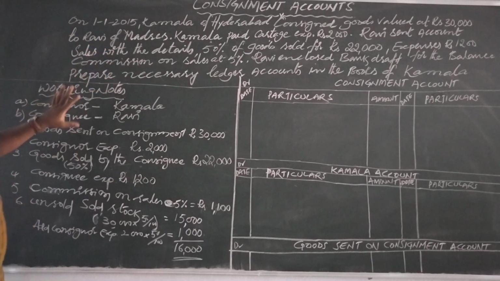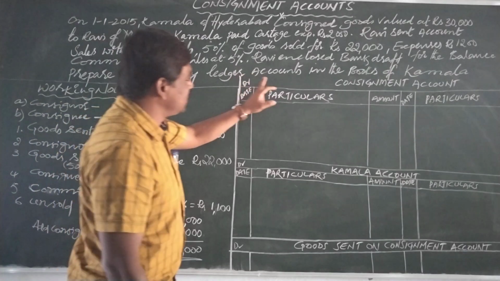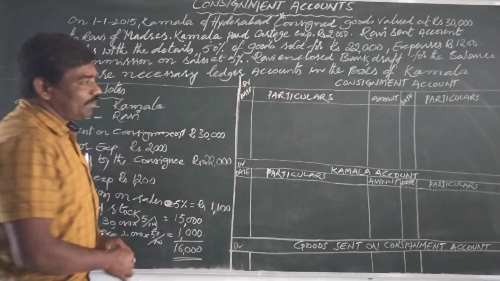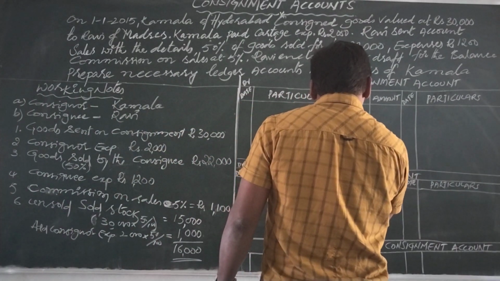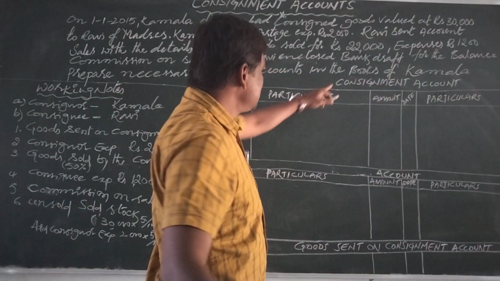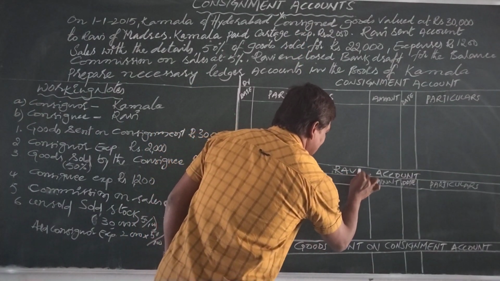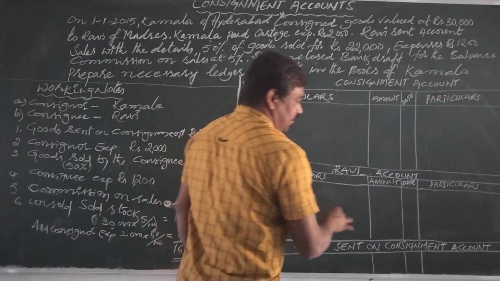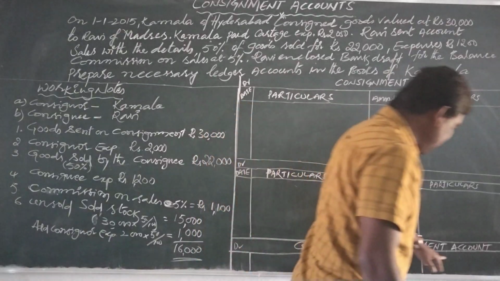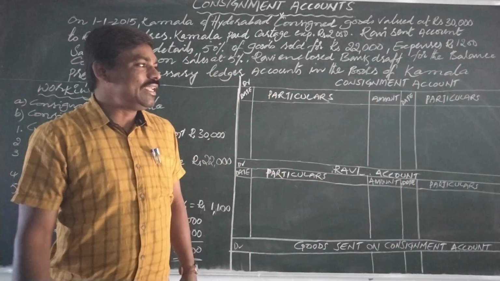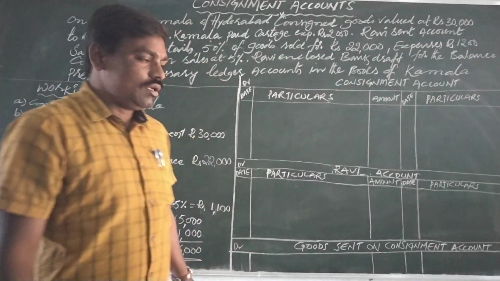Here the consignor is Kamala and the consignee is Ravi, and we are asked in this problem to prepare the necessary ledger accounts in the books of Kamala. Kamala is the consignor, so in the books of the consignor we need to prepare 3 accounts: the consignment account, the consignee account, that is Ravi account, and the goods sent on consignment account.